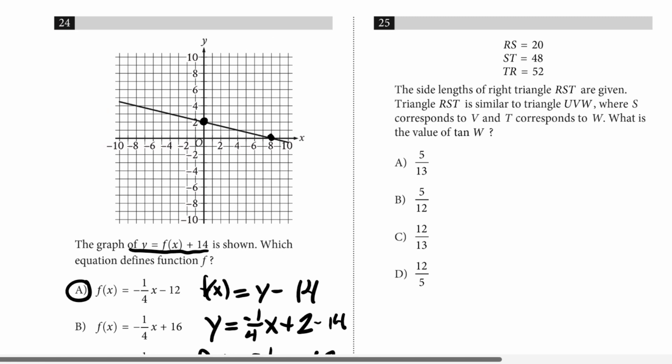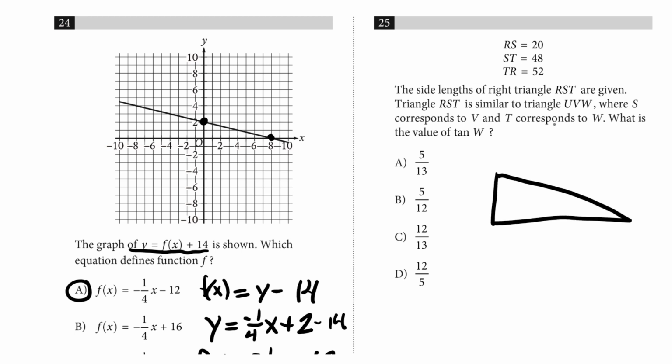Number 25. The side lengths of right triangle RST are given. Triangle RST is similar to triangle UVW, where S corresponds to V and T corresponds to W. What is the value of tangent of W? So first we're going to draw this triangle. This will be R, this will be S, and this will be T.